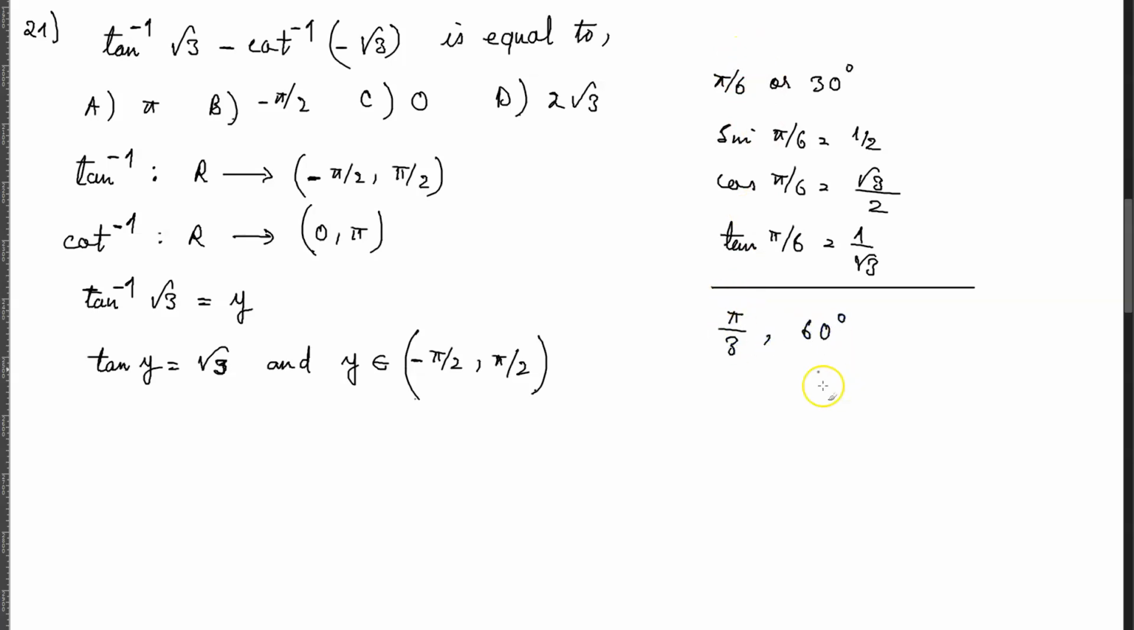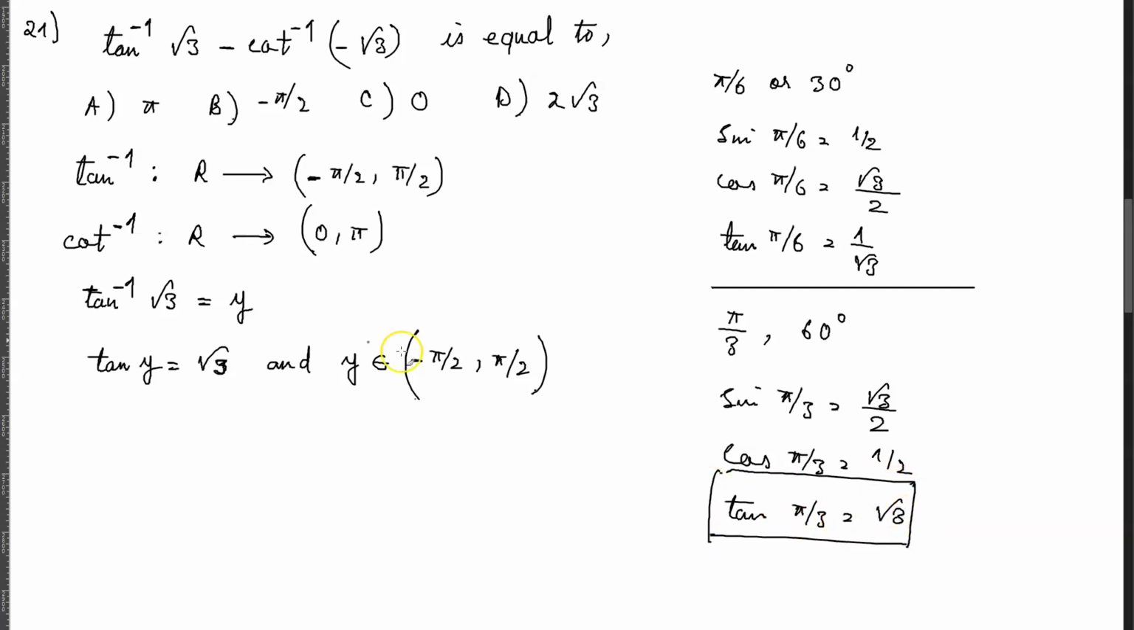So if you go for pi by 3 or 60 degrees, you know that the sine of pi by 3, the sine of 60 degrees, is equal to square root of 3 by 2, the cos of pi by 3 is equal to 1 by 2, and so tan of pi by 3 is equal to square root of 3 by 2 divided by 1 by 2, which is square root of 3. So that means that the tan of pi by 3 is equal to square root of 3, which means that here y is equal to pi by 3.